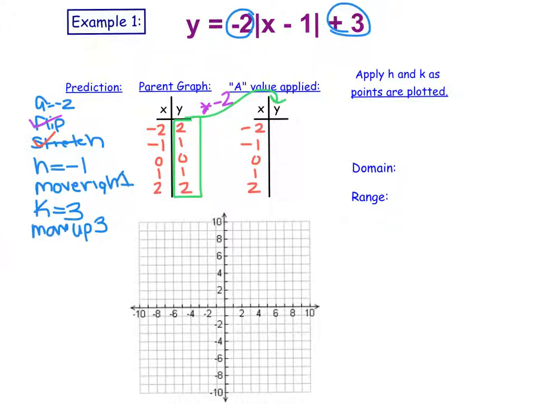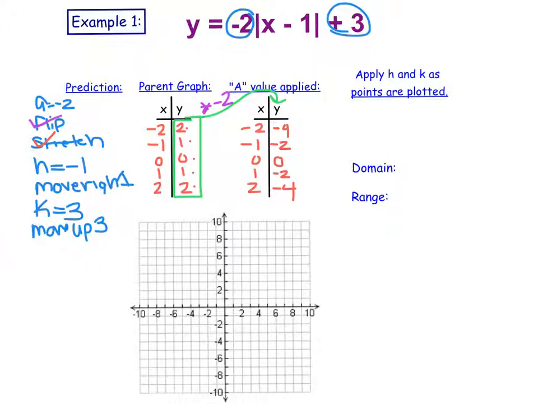So from here, as I multiply all of those y values by a -2, 2 times -2 is -4. 1 times -2 is -2. 0 times -2 is 0. 1 times -2 is -2. 2 times -2 is -4. So here I now have my new table where the a value is applied.